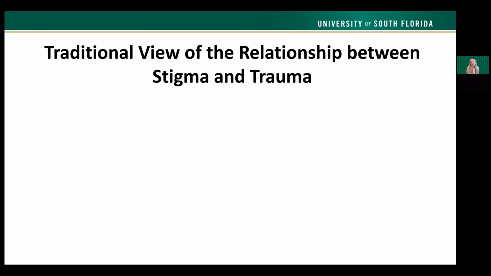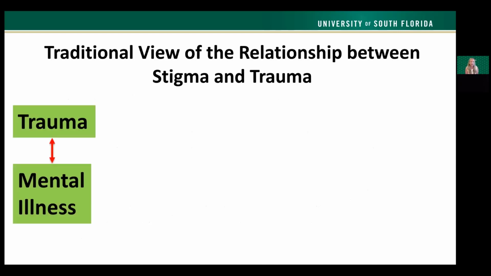So there's the traditional view of the relationship between stigma and trauma. This is what I would say is the traditional way that we think of the relationship between, in this case, trauma and mental illness. We know based on adverse childhood experiences, for example, that trauma can result in mental health conditions. And people with mental illness also often find themselves in situations where they can experience trauma. So we know that people with serious mental illness are more likely to live in high crime neighborhoods, for example. And so you can see how that would be a two-way reciprocal relationship.